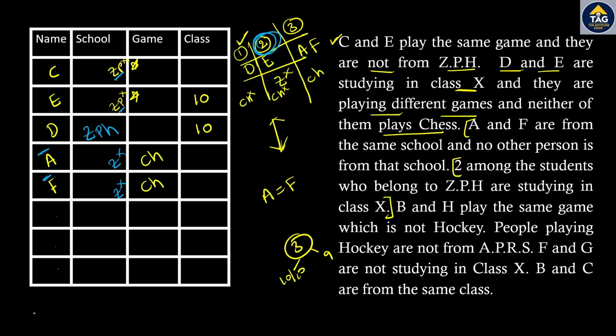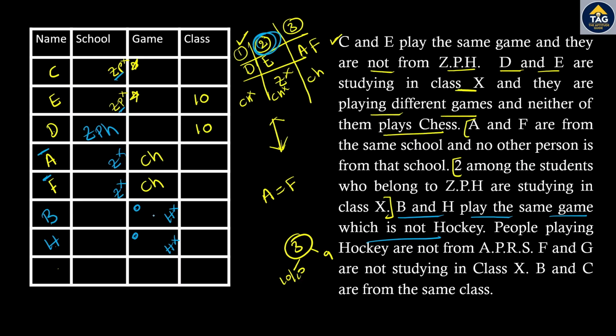Next to this, let us look at the next condition now. B and H play the same game, which is not hockey. B and H, these two are playing the same game, but this particular game should not be hockey. Let me ask you a question now. Can B and H play chess? Definitely no. We have 2 members who are playing chess, so you will not find 2 more members playing chess as the number exceeds 3.